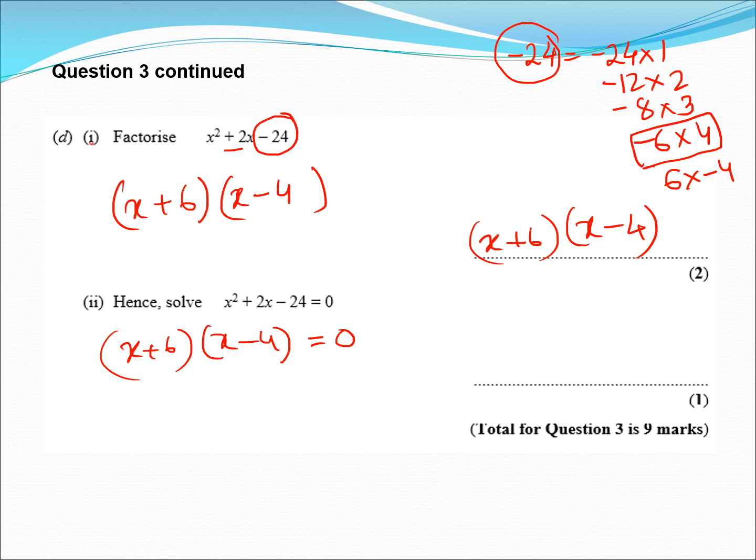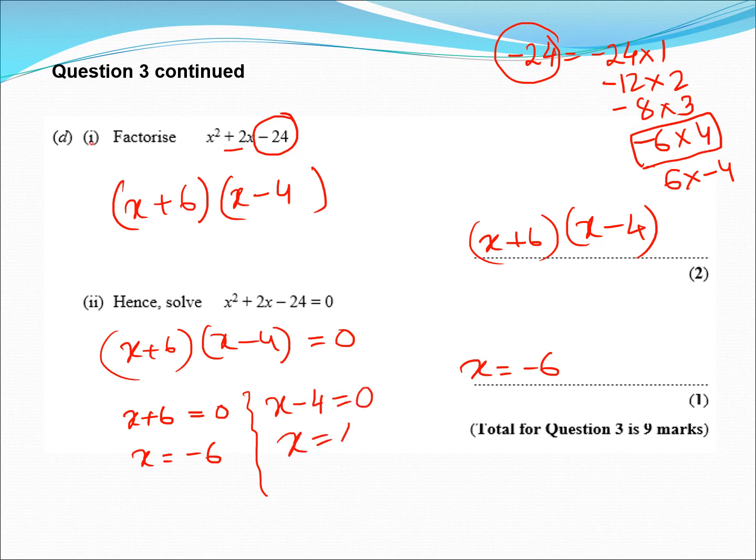Now, 2 bracketed expressions multiplied together giving you 0 means one of them has to be 0. So I'm going to start by writing x plus 6 equals 0, x is equal to negative 6. That's one answer. The other one is x minus 4 equals 0, x is equal to positive 4. So the second answer is positive 4, and these are your 3 marks on the second part of the question.